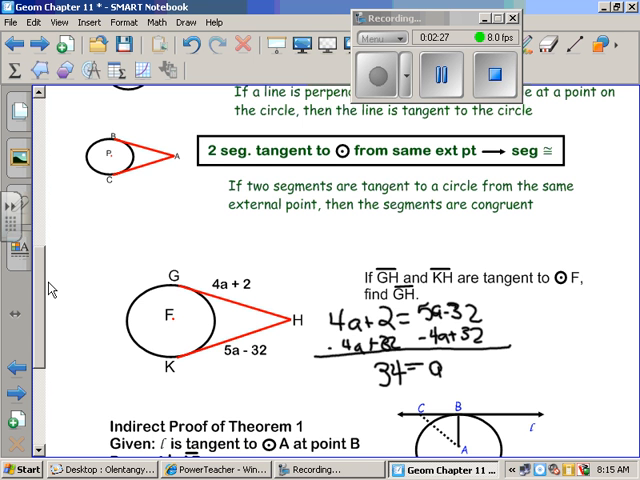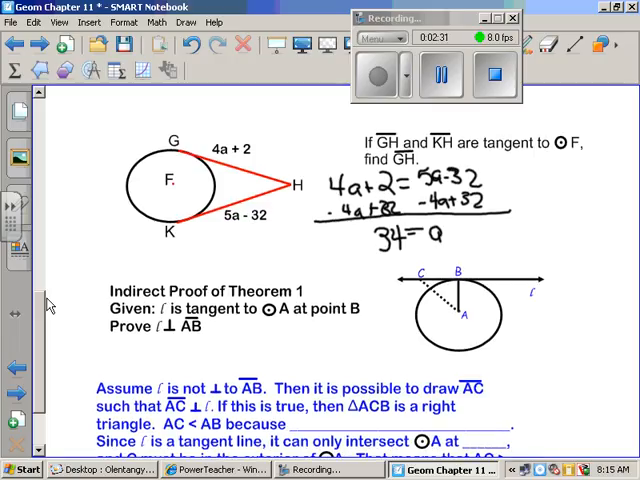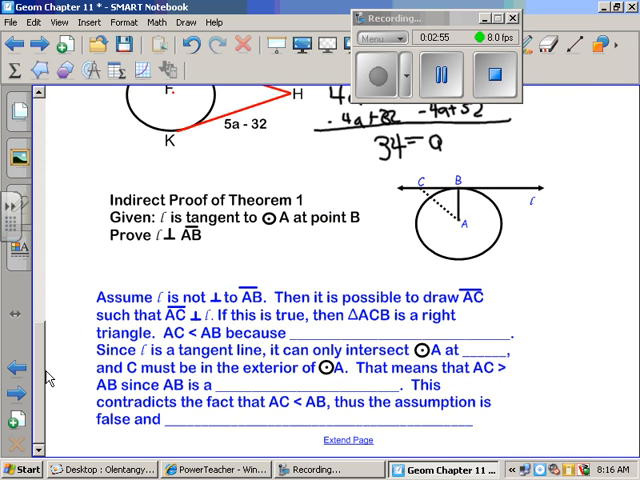All right. And this, I don't think we're going to do this proof, but this goes back to the theorem that we learned from the computer activities, that if you draw a radius to a point of tangency, it's perpendicular to the tangent line. Okay.